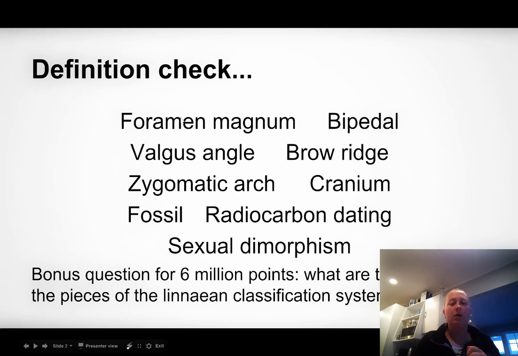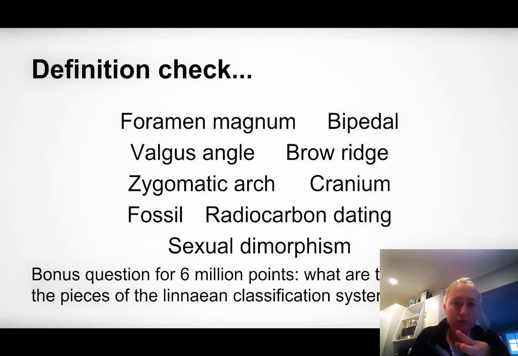So we've got the foramen magnum, bipedal, valgus angle, brow ridge, zygomatic arch, cranium, fossil, radiocarbon dating, and sexual dimorphism. So take a few minutes, pause the video, and make sure that you know the meanings of those definitions.